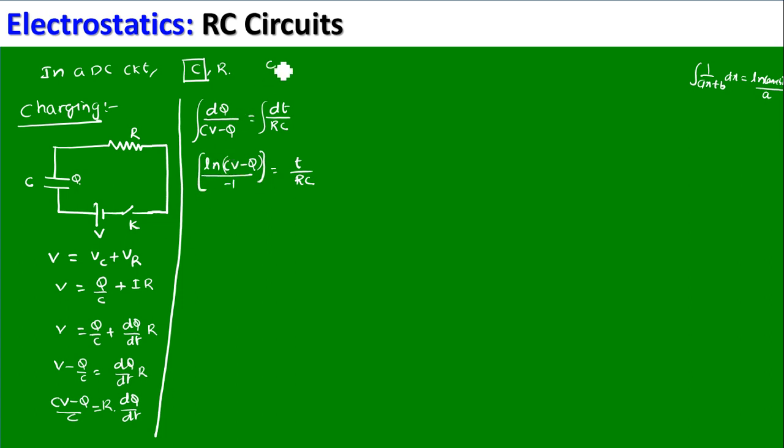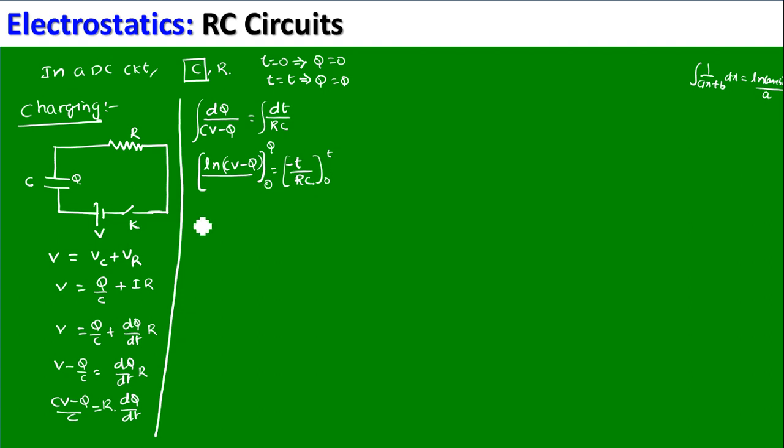Generally at time t equal to 0, we are not going to have any charge there. That means Q is equal to 0 in the capacitor. Now let us say in time t, the charge within this capacitor is Q. Now let us substitute those. Let me take this minus to the other side, and the limits of Q are from 0 to Q, whereas the time limits are 0 to t.